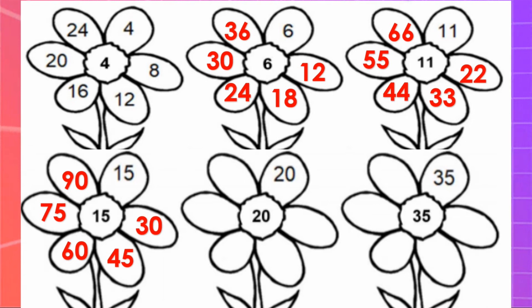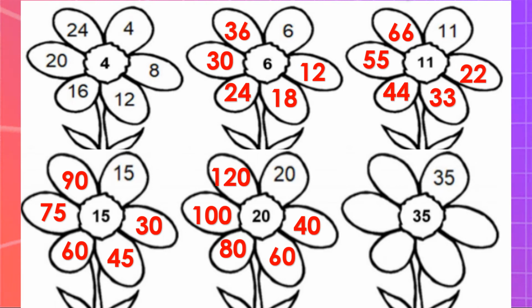So how about the fourth one? Multiples of 20. So to begin with is 20, 40, 60, 80, 100, and 120. It ends up with 120. So that is the multiples of 20.